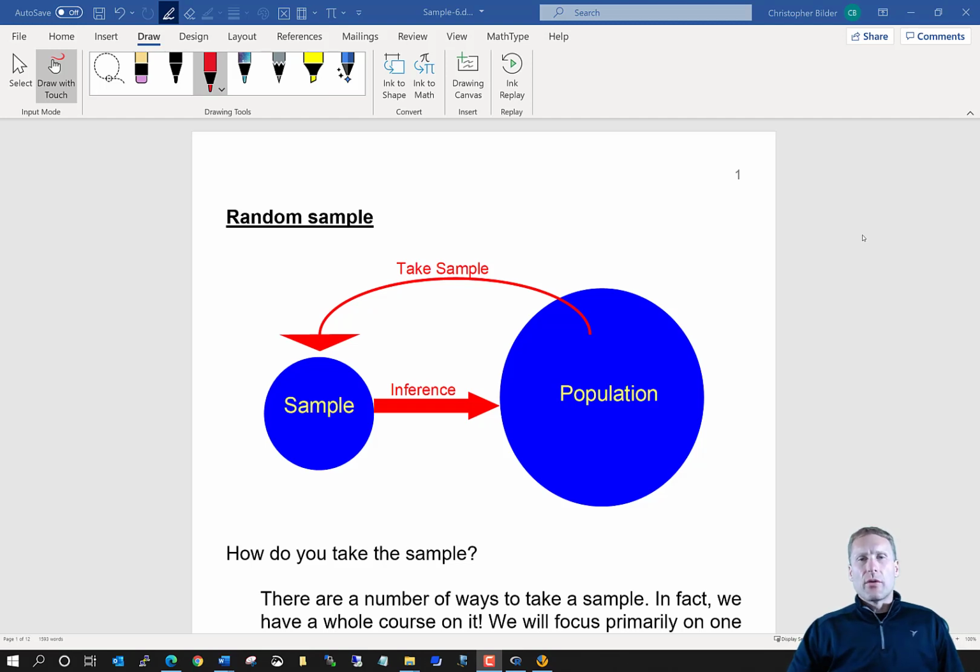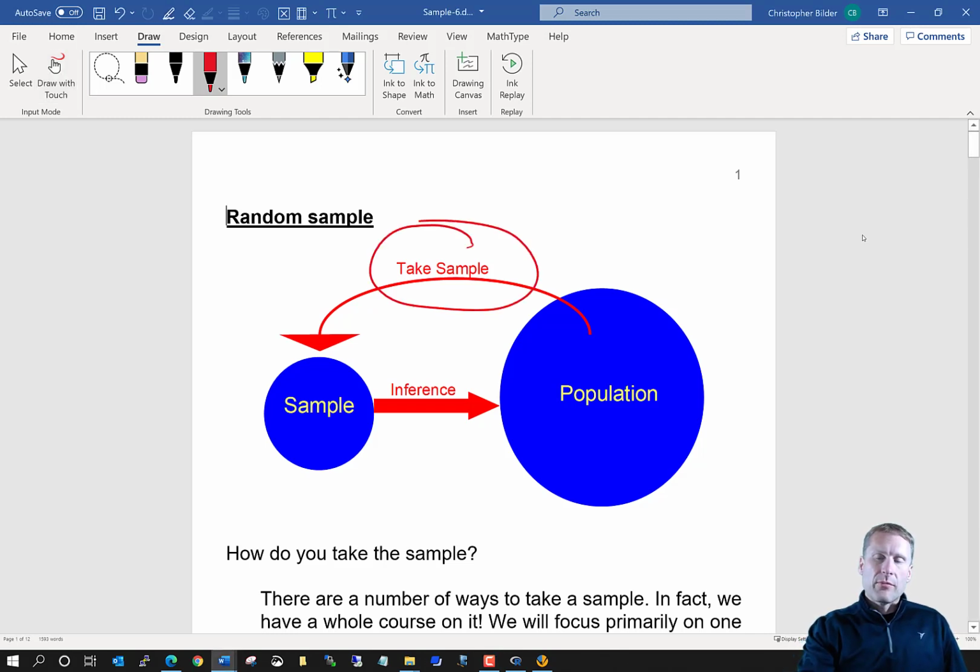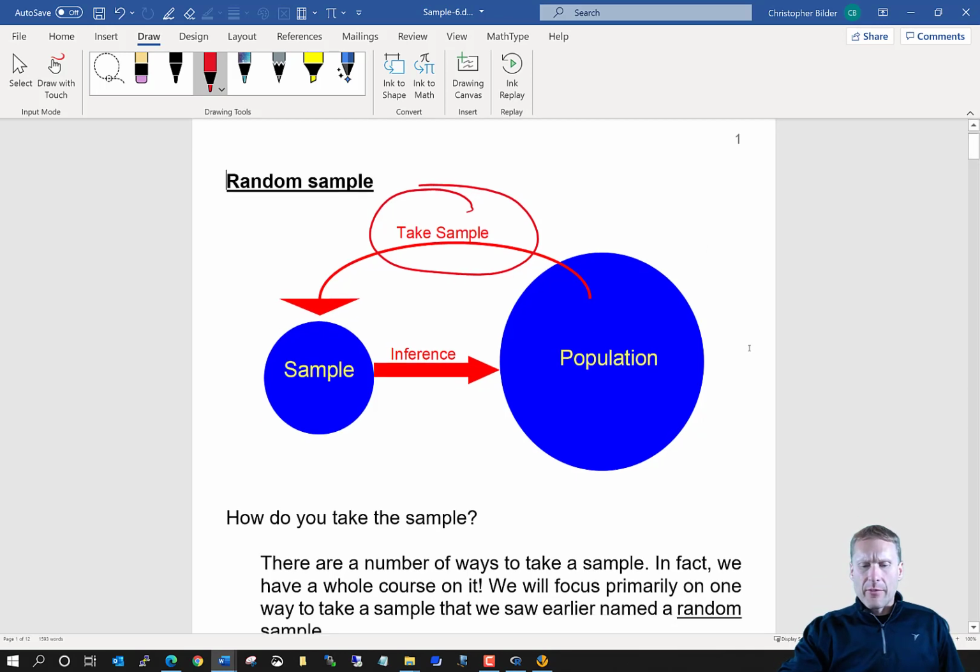So we're going to take a short break from talking about probability distributions, and we're going to talk about this sampling part of our diagram that we've been talking about all semester. Then we're going to start talking about probability distributions again, but now with respect to a statistic that comes about through that sample. So how do we actually take a sample?